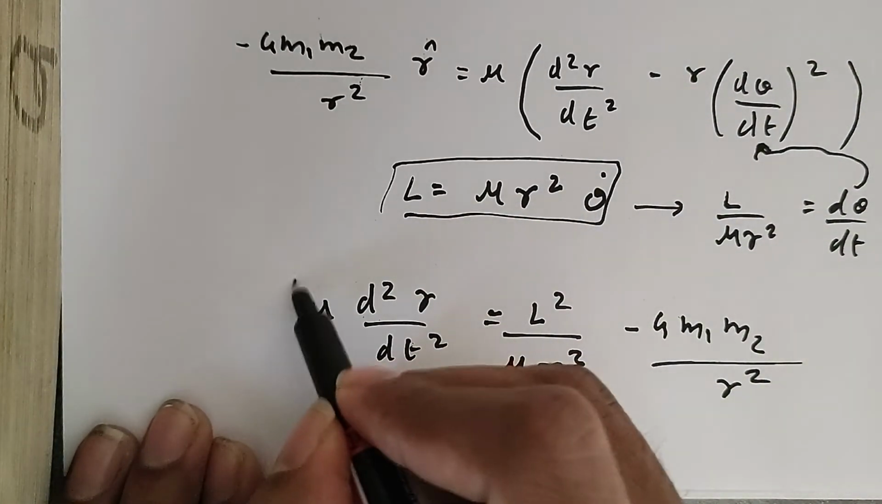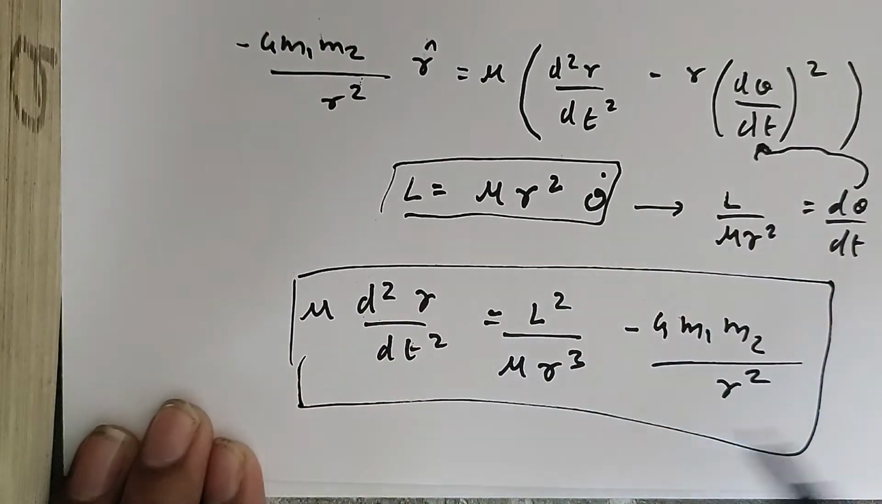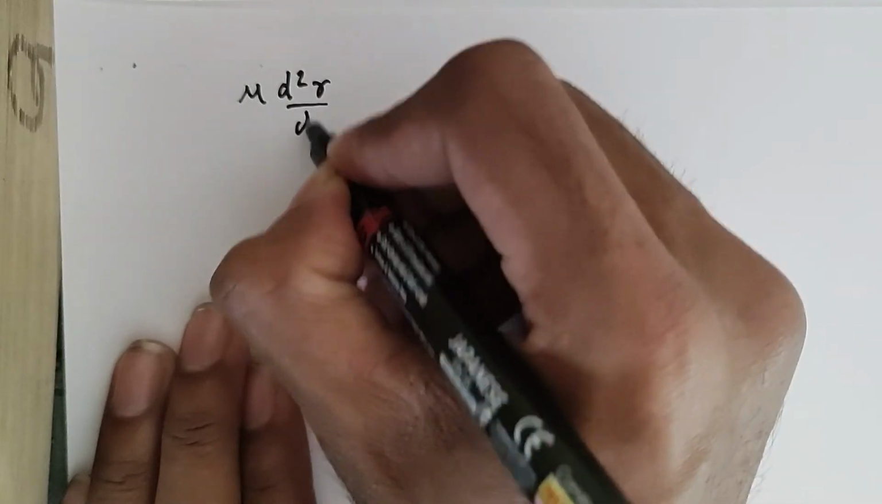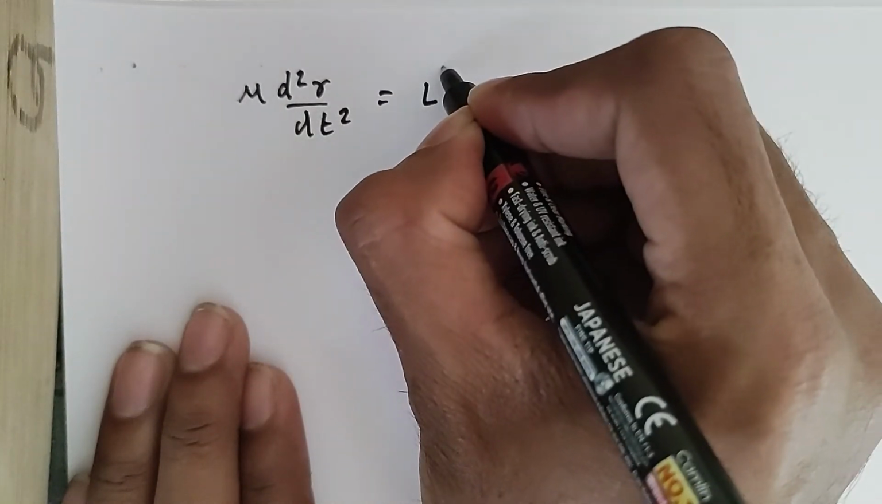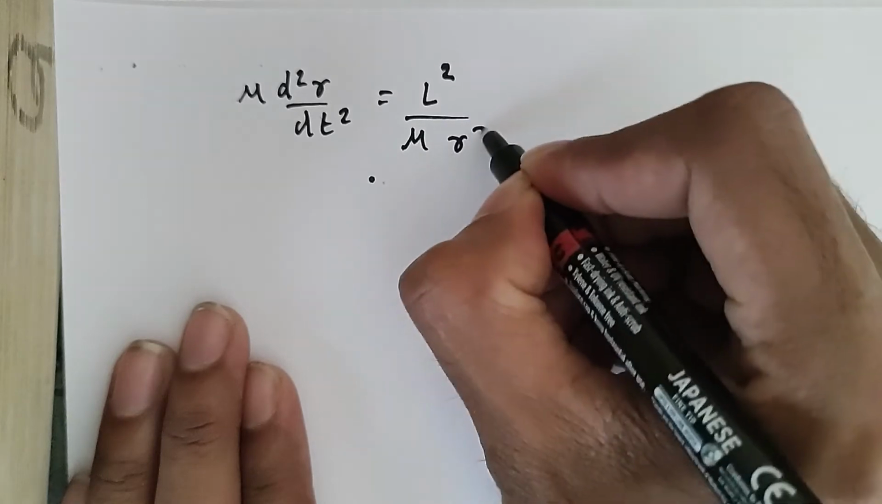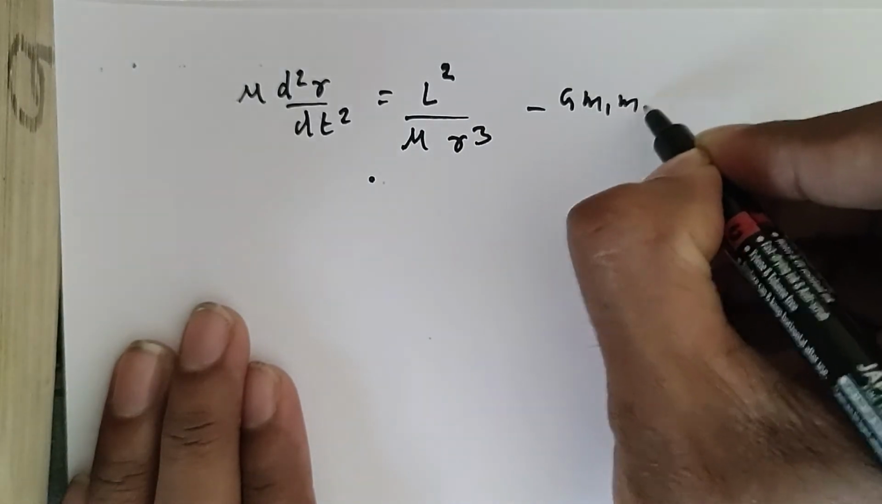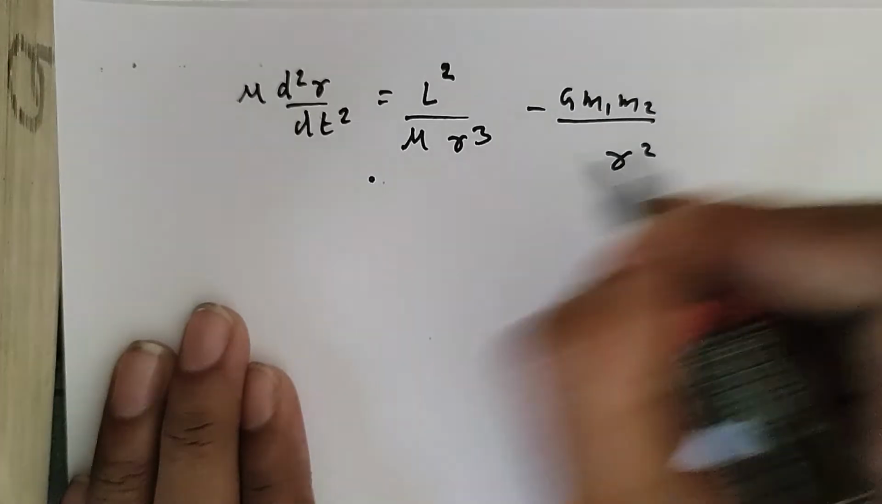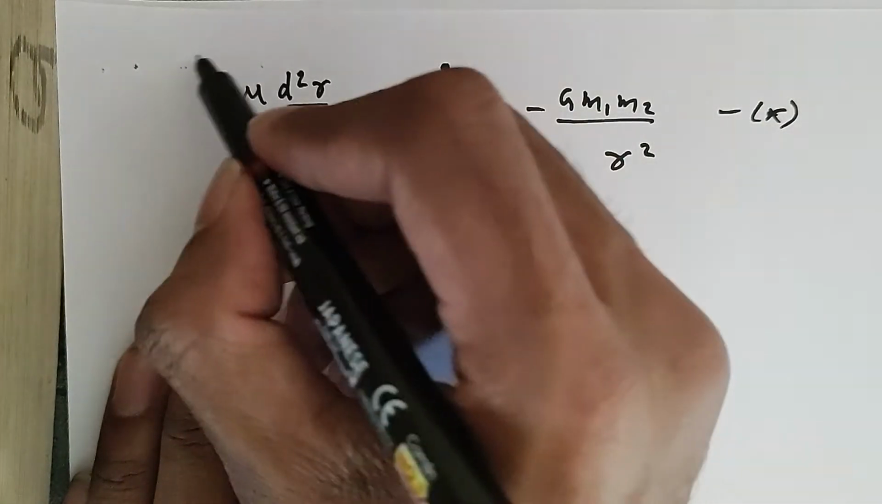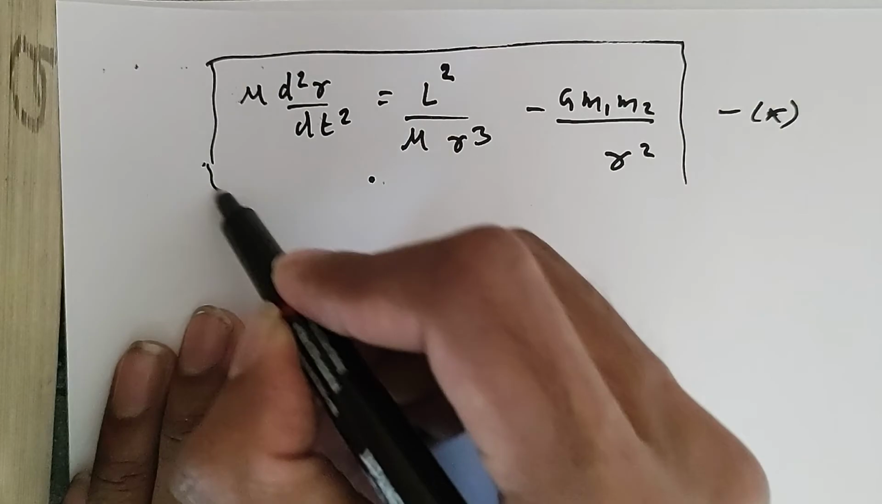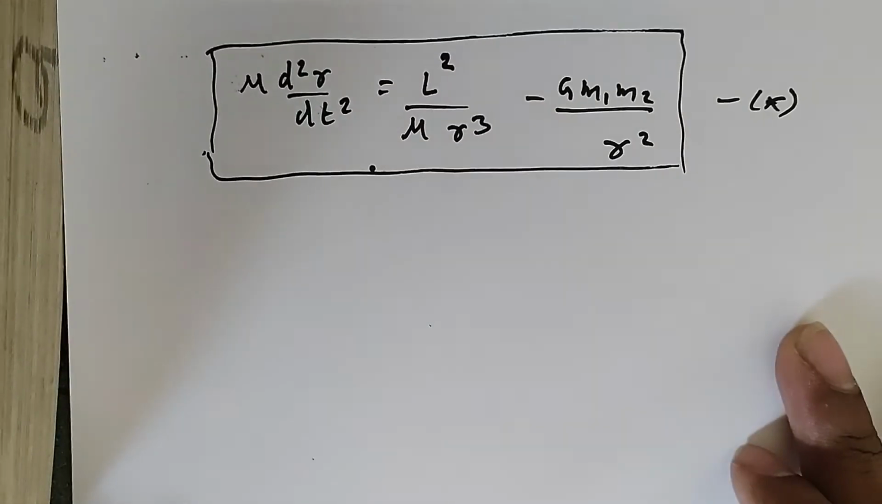Alright, okay. I will write this equation again so that it will be easier for me to take a continuous step. L square upon mu r cube minus G m1 m2 upon r square. Let's box this equation. It's important for us.